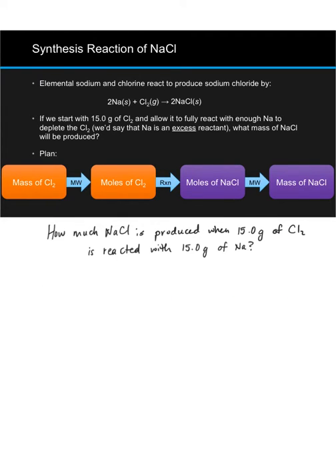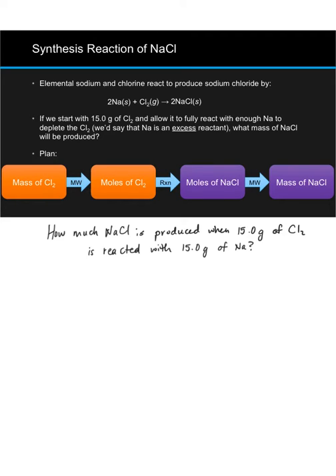For a final example, let's think about how much, in terms of mass, sodium chloride is produced if 15 grams of chlorine are mixed with 15 grams worth of sodium. Here we're given starting amounts of 2 of our reactants. We're going to mix 15 grams of each one together. So, how do we solve this problem?